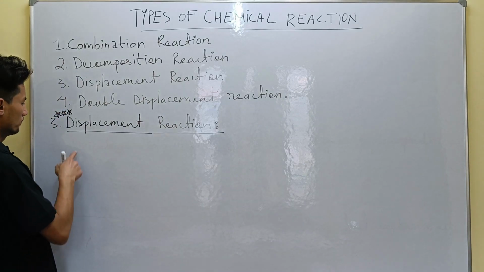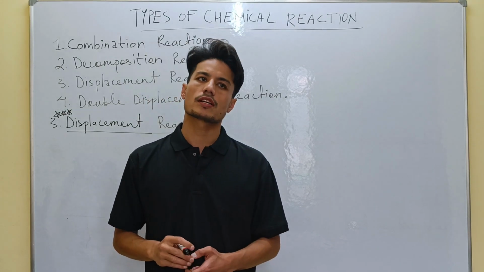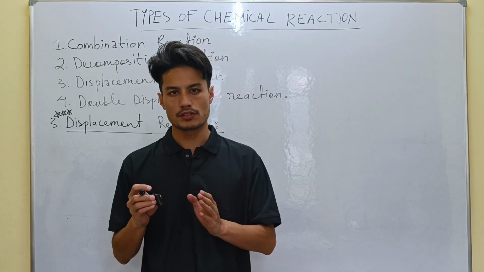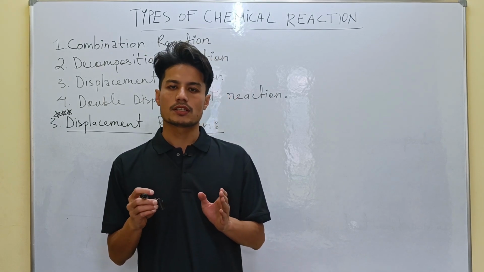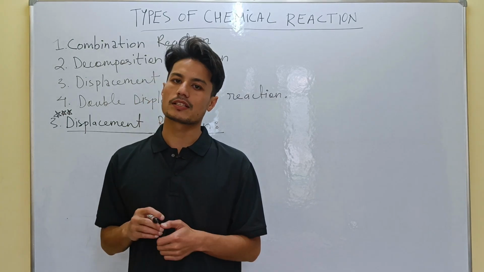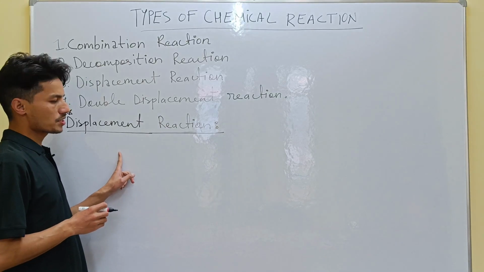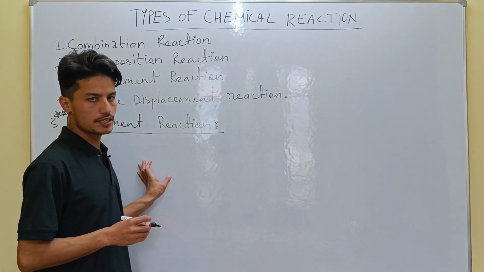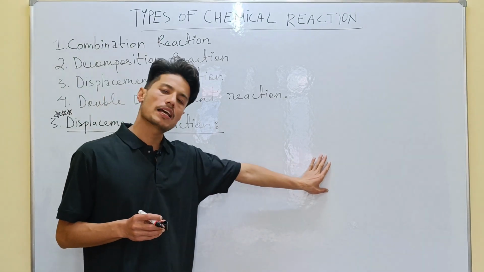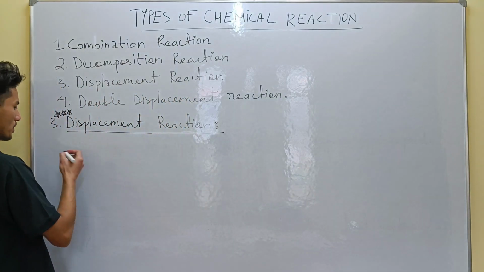So displacement reaction. What is a displacement reaction? A displacement reaction is a type of chemical reaction which takes place between an element and a compound, in which a more reactive element displaces a less reactive element from the compound. All right, so let us write this displacement reaction.